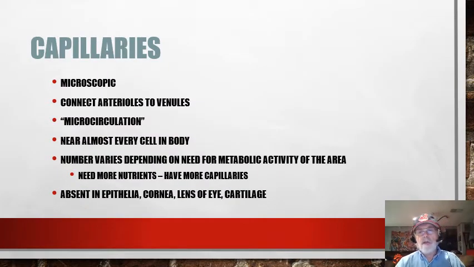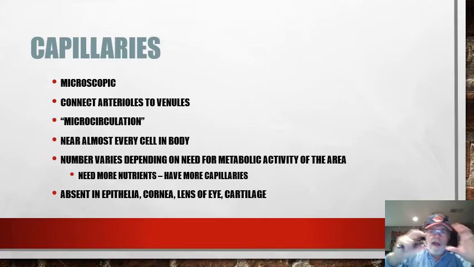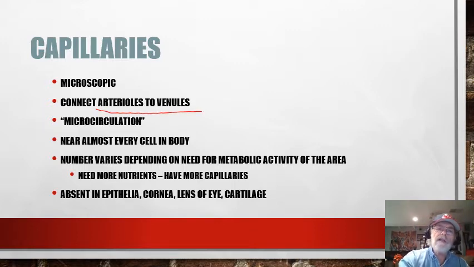Now we get down to the capillaries. Capillaries are microscopic. They're very, very small. In fact, you might look on YouTube and see some pictures of a capillary, and it looks like a bunch of red blood cells, which are anywhere between about 4 to 8 microns across, in a line, like a conga line going down the capillary. Capillaries are important not only because they physically connect the arterioles to the smaller veins called venules, but because they're the microcirculation.